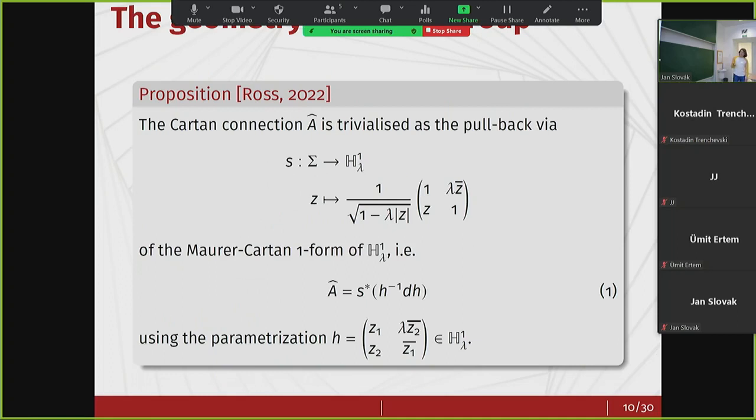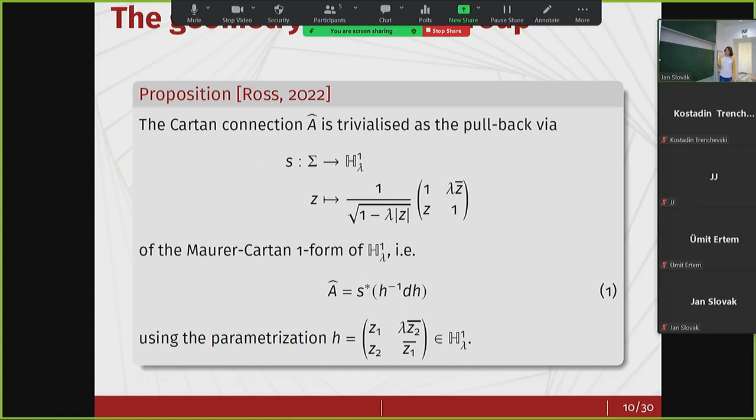this sigma is going to depend on which lambda we are working with. For example, if lambda is 0, then it's going to be R2. And then we have this map, which is a section of the U1 bundle over the Riemann surface. So if we use this map, this one is a Lie group, we have our Maurer-Cartan connection there, and if we pull back using this section, we precisely recover the connection that I showed you before.